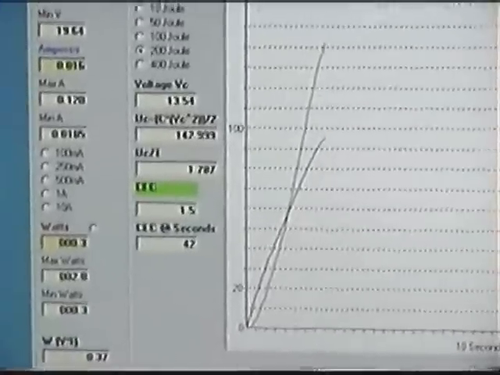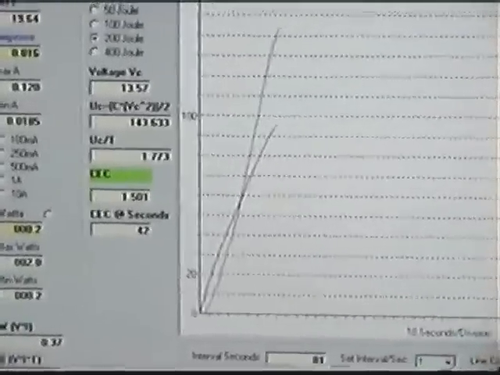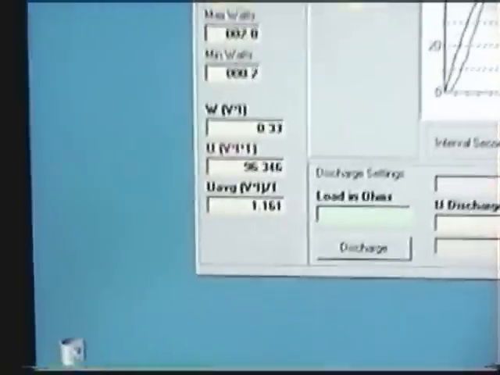I want to stop it at just before it hits 14 volts. This is a 12 volt capacitor. I don't really want to push these guys.